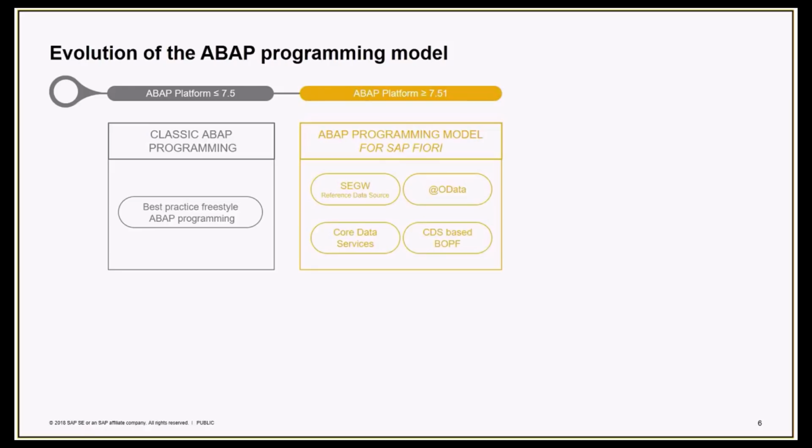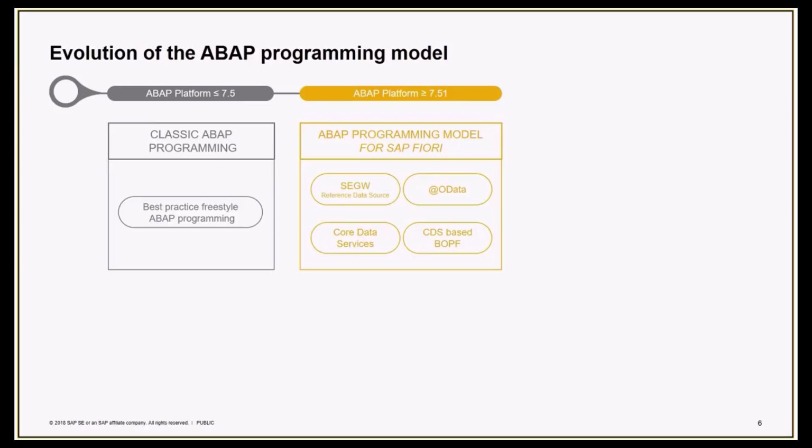By introducing 751, or more precisely SP1 of 751, we introduced the draft concepts and the BOPF-based approach on how to create business objects based on the core data services CDS and the BOPF framework. On top of that, we have the SCGW, the Gateway Service Builder, with the reference data source concept, where you can easily create your OData service for Fiori applications or for other reasons on top of this CDS universe, including the business objects created by BOPF.